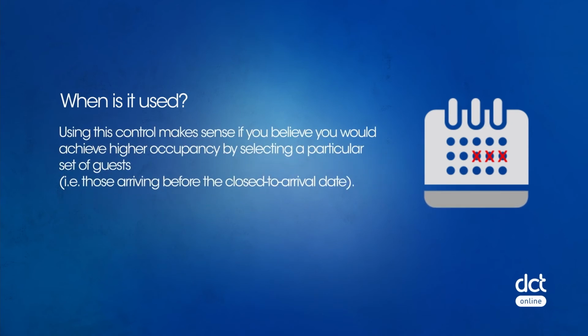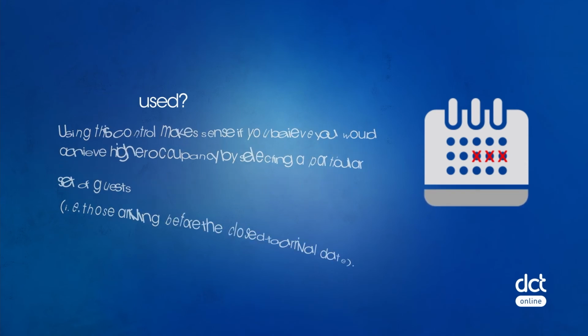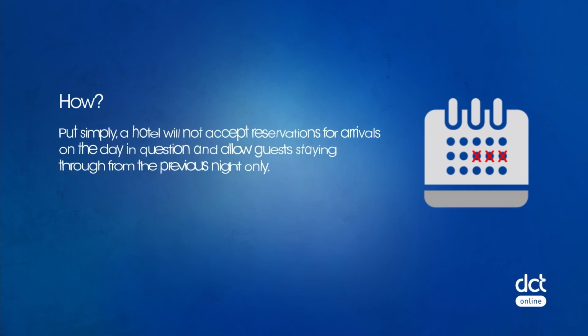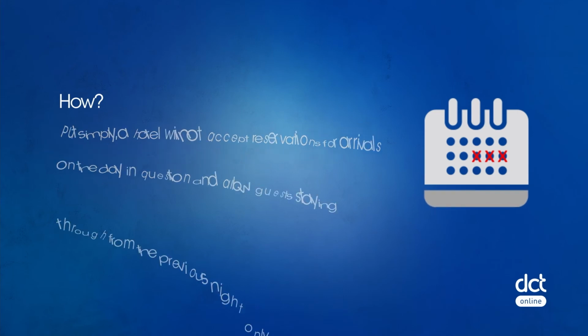Using this control makes sense if you believe you would achieve higher occupancy by selecting a particular set of guests, i.e., those arriving before the close to arrival date. How? Put simply, a hotel will not expect reservations for arrivals on the day in question and allow guests staying through from the previous night only.